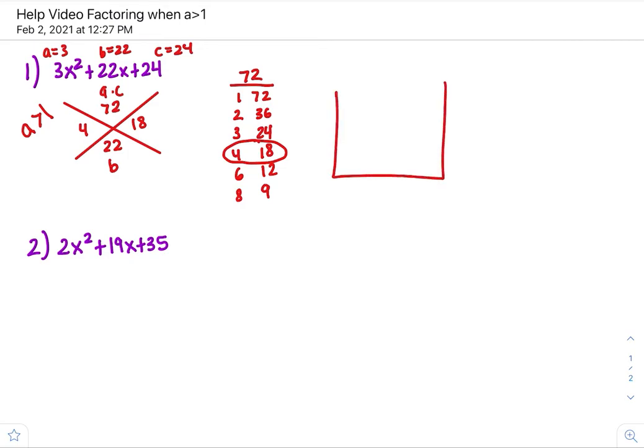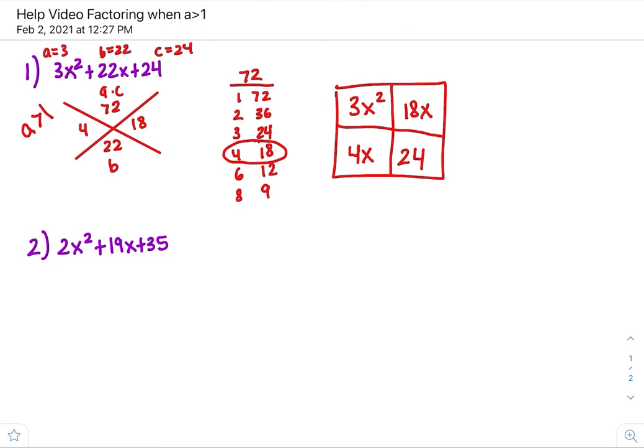So let's write our box. Our first term goes in the top left, which is 3x squared. Our last term, which is 24, goes in the bottom right. And our two other boxes are filled in by the two numbers we found, but with x variables. It doesn't matter where you put it, so I'm going to put 4x there, and I'll put 18x there.